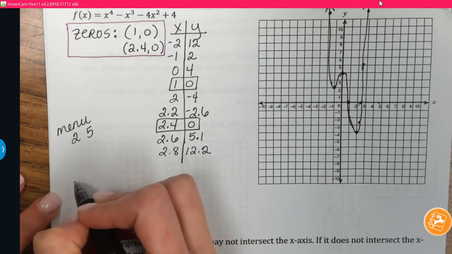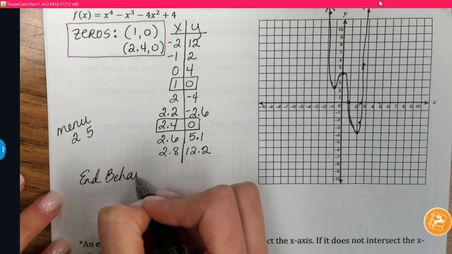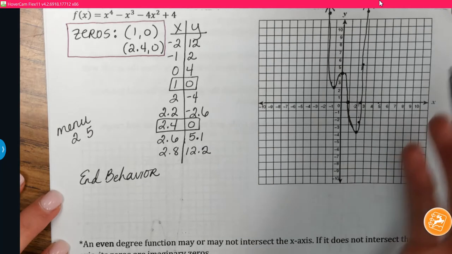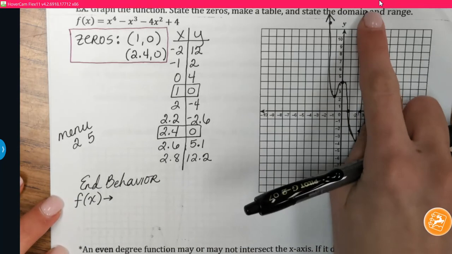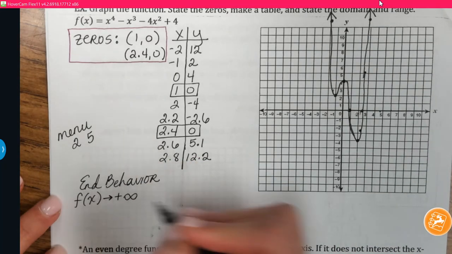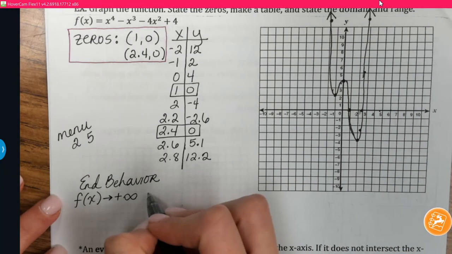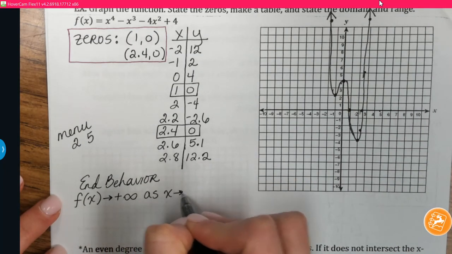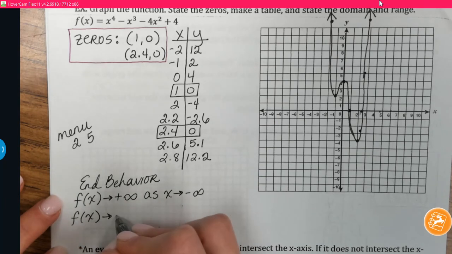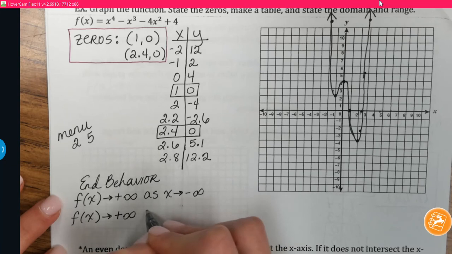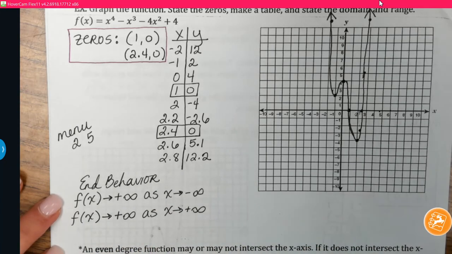So here, my end behavior, okay, my function approaches positive infinity both times, as x goes left and as x goes right. So it approaches positive infinity as x approaches negative infinity, and then my function approaches positive infinity again as x approaches positive infinity. So there's my end behavior.